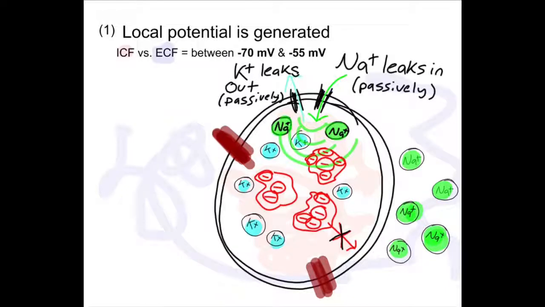Action potentials can be generated in areas of the neuron where there's a high density of voltage-regulated gates, also called the trigger zone. Step 1. A local potential depolarizes the membrane.